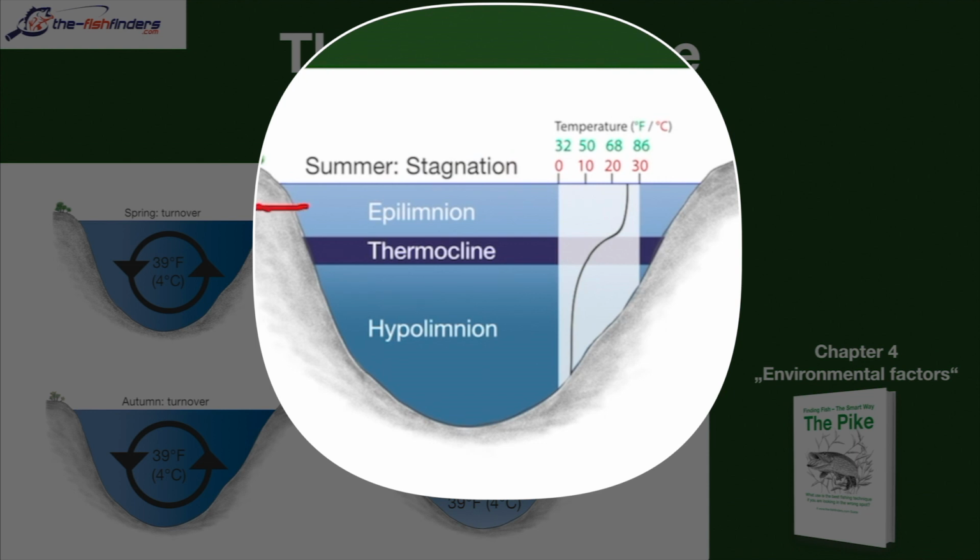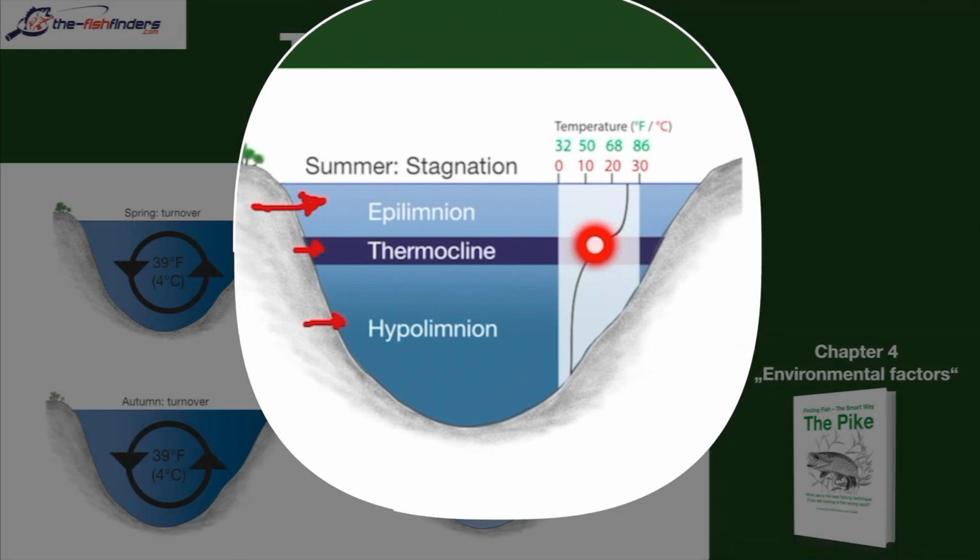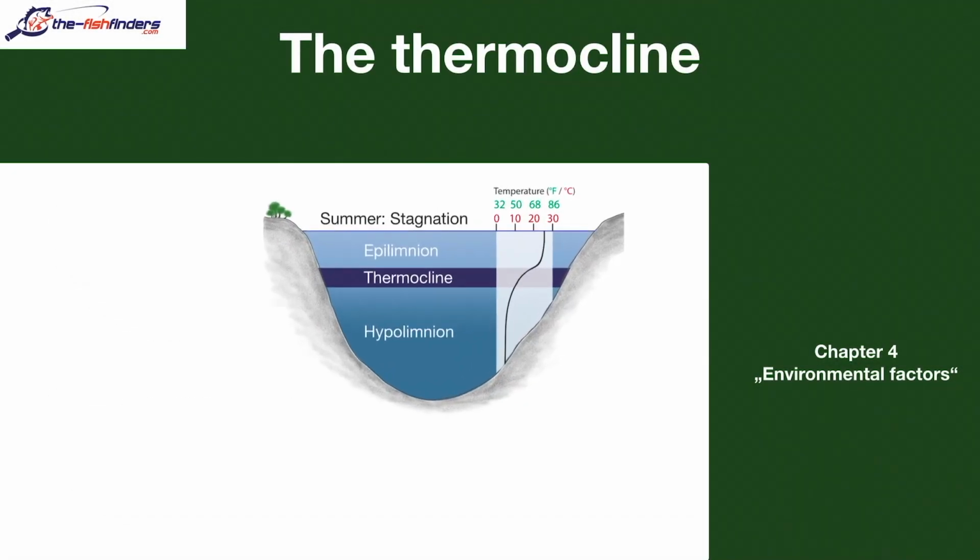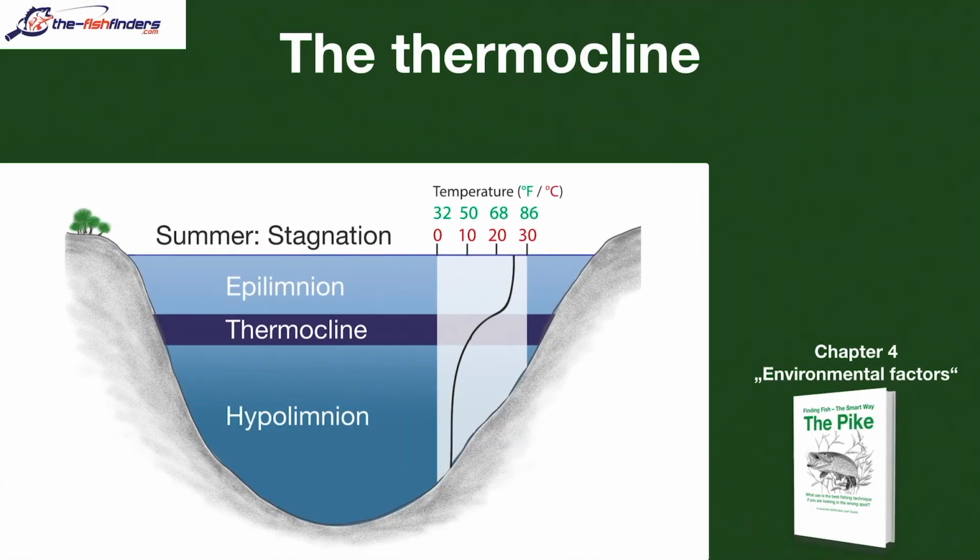We can see that here, we have the shallow layer called the epilimnion, then the thermocline, and underneath the hypolimnion. Here we can see a temperature drop between the layers. Let us have a look at the thermocline in summer. That is, from the end of spring to the beginning of autumn.